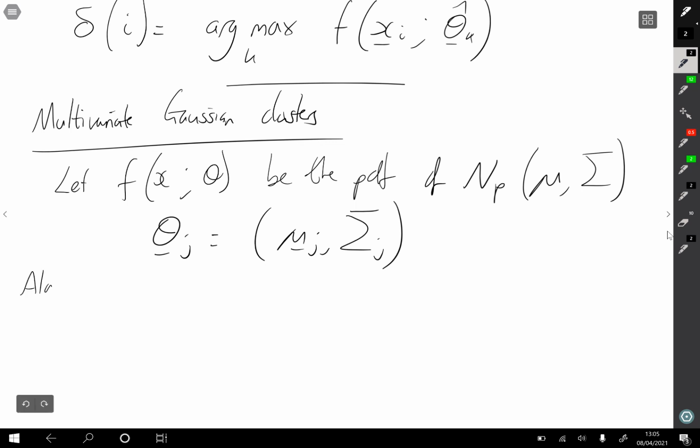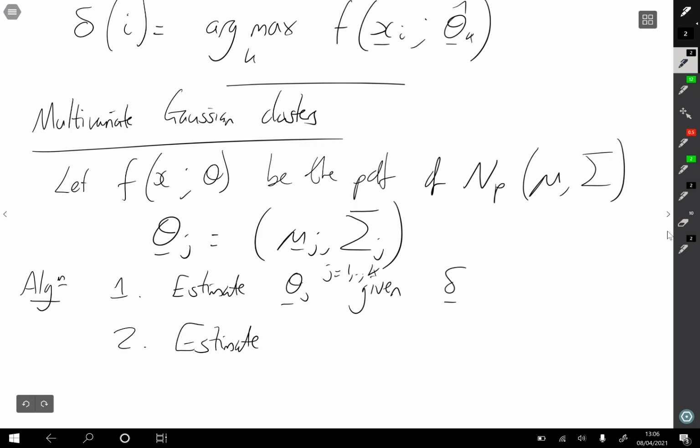So our algorithm, and again the details aren't particularly important here, we're not going to implement this ourselves, works by, first of all, estimating theta_j given a value of delta, for j equals 1 up to k. And then we estimate delta given theta_j. And we iterate as before, until convergence.